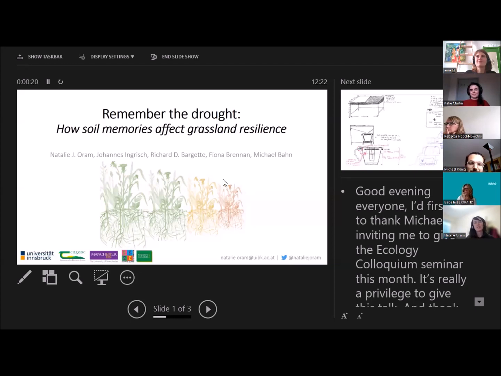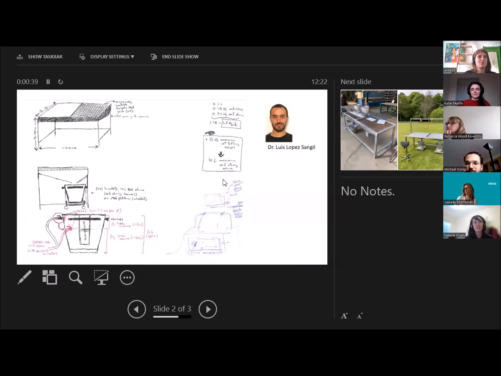My whole project is looking at droughts and basically how drought legacies, or we call them soil memories, affect grassland resilience. And so I look at things like the interactions between plants and microbes and carbon transfer and nitrogen transfer between these two groups. But today I'll talk about something very technical, which comes before all of this, which is how to make a root washing table.